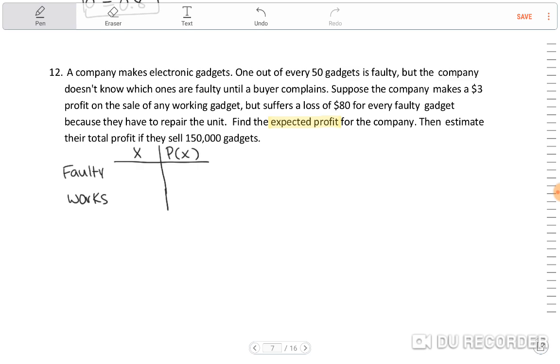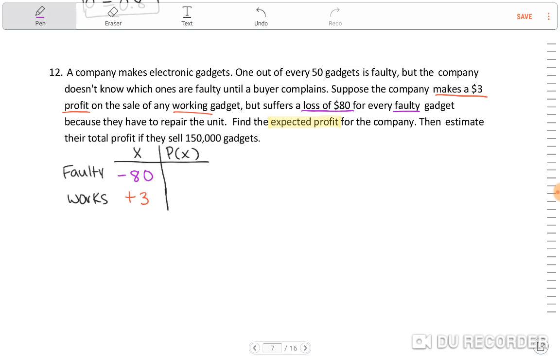So if our electronic gadget here is faulty, how much did it say we make or lose? It says it makes $3 of profit on the sale of any working gadget. So I'll write: makes $3 of profit for working ones. That means this one here is going to be a big positive 3. And then it says it suffers a loss of $80 for all the faulty gadgets. That means that's a big negative 80.